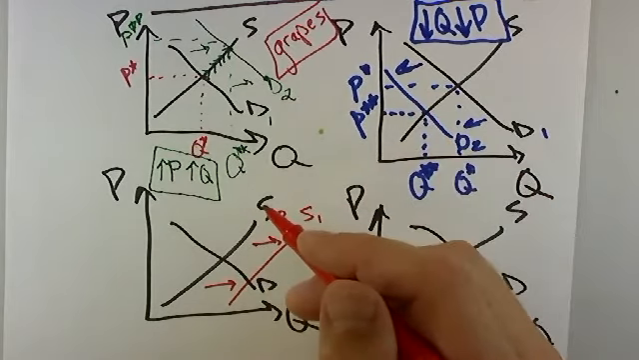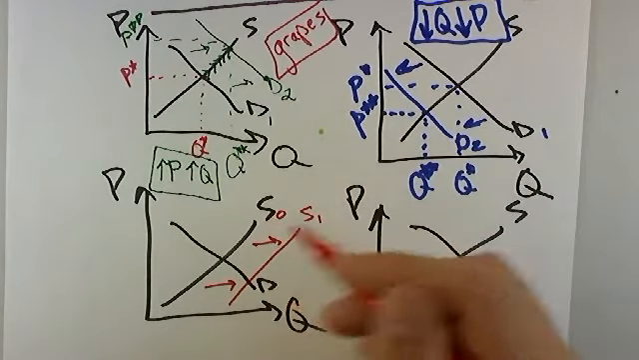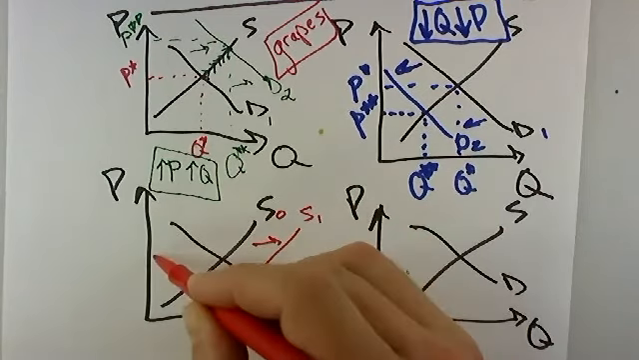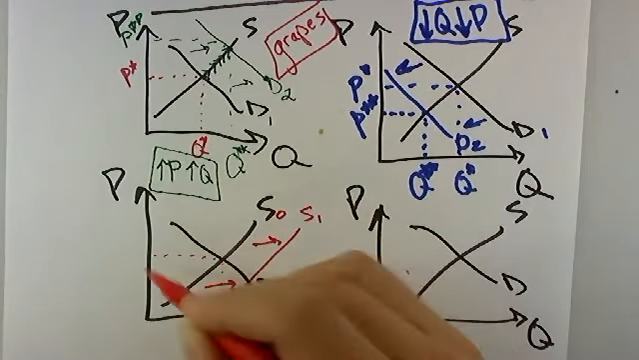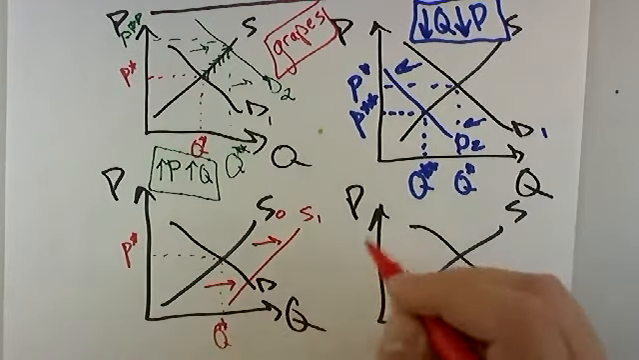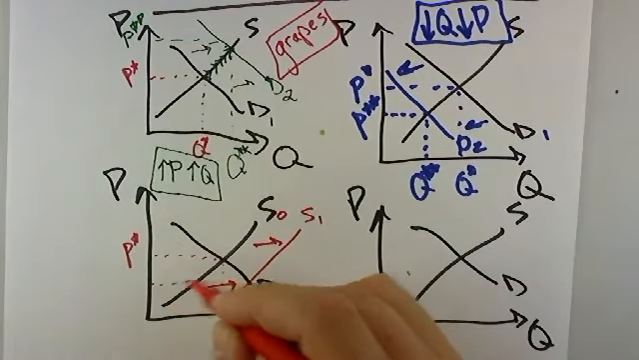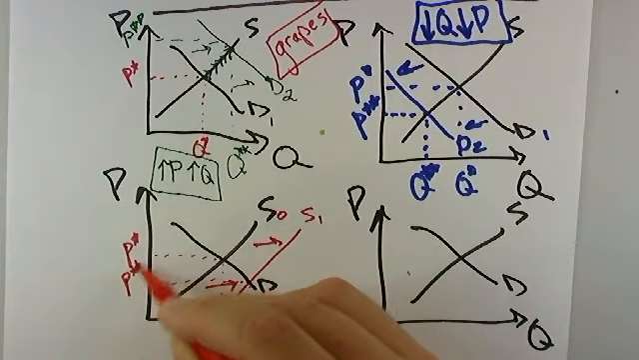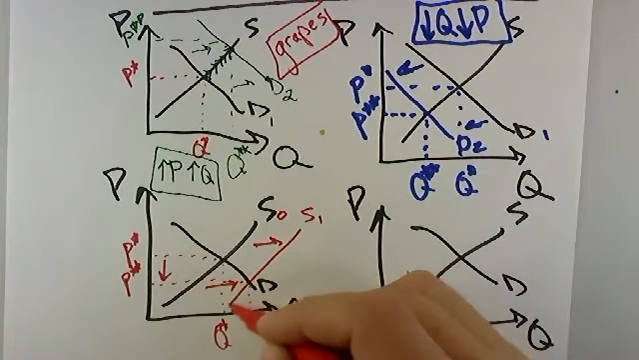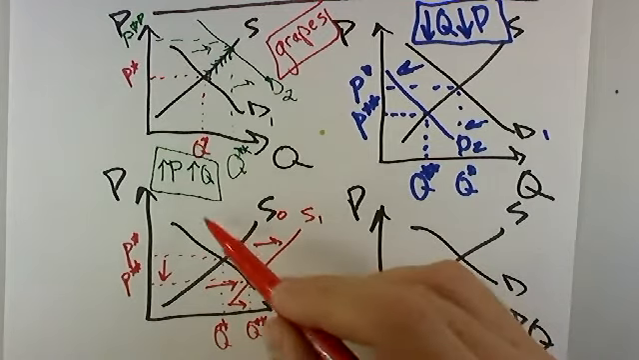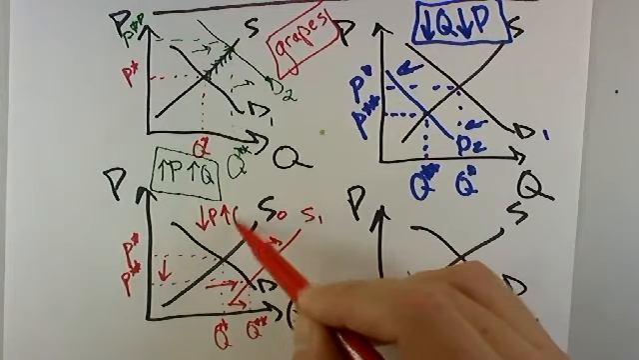If there's really good rain, really great weather conditions, the supply is going to expand, right? So this is going to result in what? We started out with this equilibrium price and this equilibrium quantity. Now we're going to end up with a lower equilibrium price but a higher equilibrium quantity, right? So lower price, higher quantity.